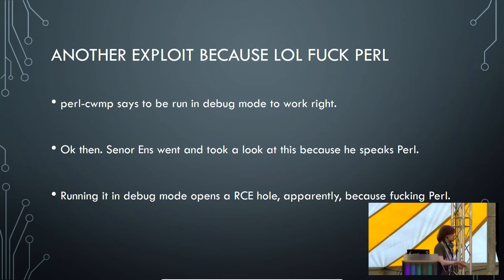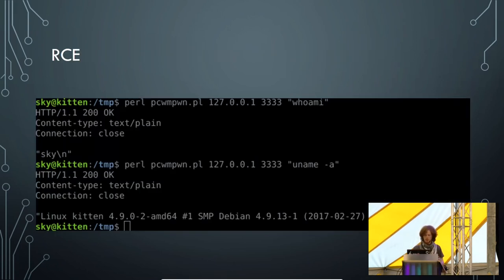And we have another exploit because, apparently, Perl. I got one of my friends who is a Perl master to come have a look. Senior Entz, who's around somewhere, he speaks Perl. He speaks the weird regex language of brackets. And it turns out the manual says to run Perl CWMP in debug mode, which actually opens an enormous remote code execution hole because Perl does really weird stuff.